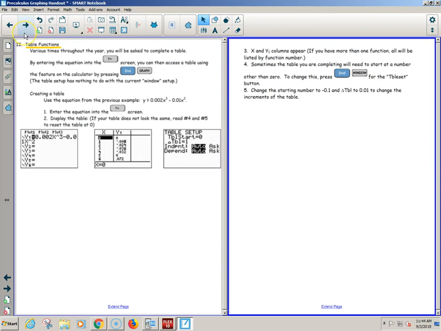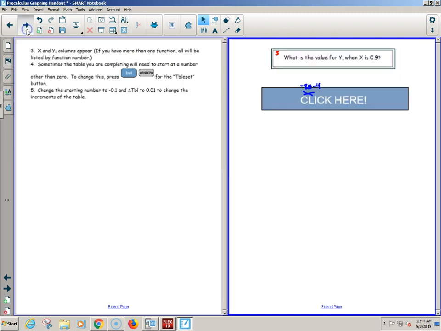What was next? Now we got into tables. How do you find a value? Hey, we're back to worksheet number 1, right? How do we find a value without the second trace menu? How do we find a value given a table? Because that was asked of you somewhere in this table section. Can you find it? Second window? Yeah, because then that gets you to the table.